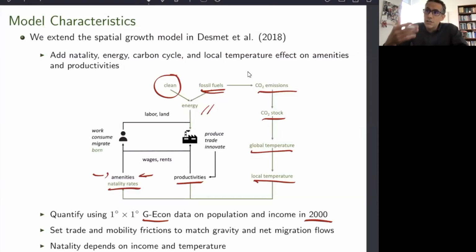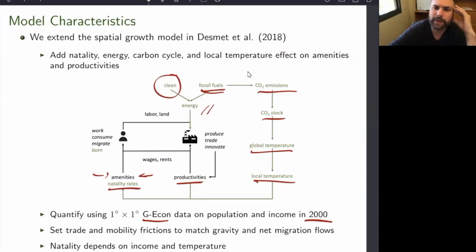Productivities are endogenous because there's the investment process and temperature can affect them. Amenities are endogenous because temperature can affect them. But at a given point in time, there's a level of those things that can be changed through investment and can be changed through temperature. And that's the evolution that we're going to follow over time.